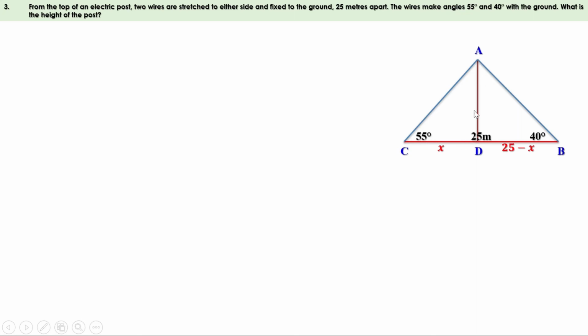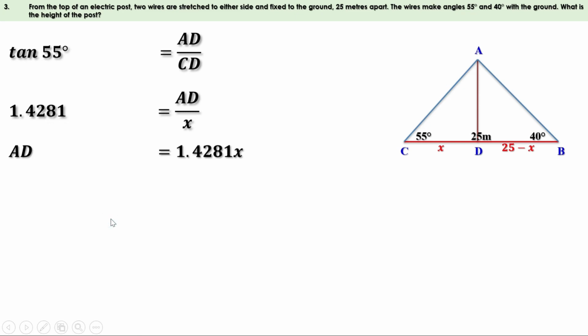Based on this angle, it is the opposite side and this is the adjacent side. So let us take tan 55. Tan 55 equal to AD by CD. The value of tan 55 is 1.4281 and we have taken CD as x. So we can write 1.4281 equal to AD by x. Taking x on the other side, we can write AD equal to 1.4281x.